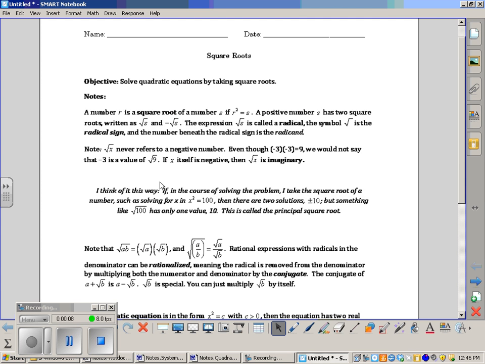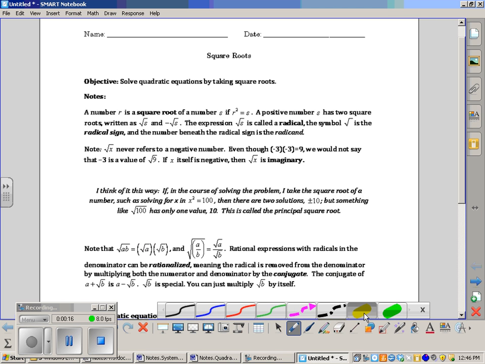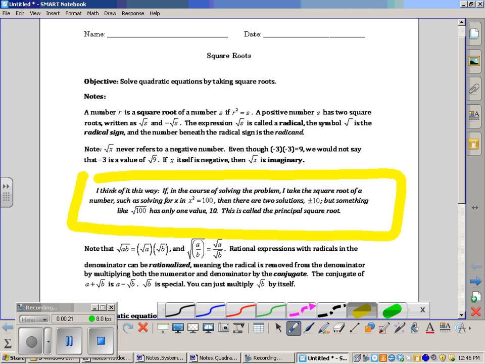Today we're looking at square roots. There's a lot to look at here, but I'm going to key you into what I've written in my own words, which I think is most important. It says, if in the course of solving the problem, I take the square root of a number, such as solving for x squared equals 100, then there are two solutions, plus or minus 10. But something like the square root of 100 has only one value, 10. And that's because the square root's already there.